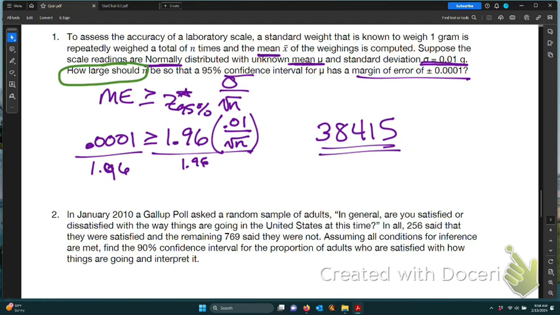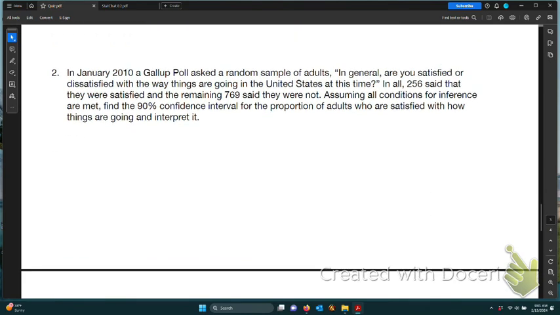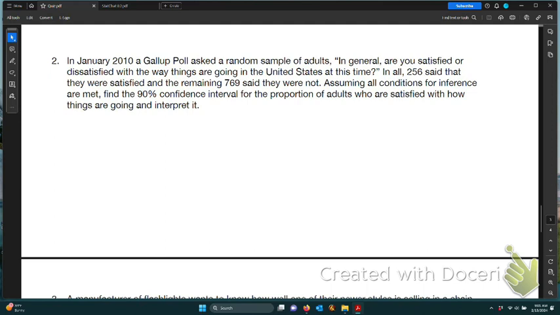Look at the very next one. The very next one says, oh, no, never mind. This one is talking about proportions. Assume all conditions for inference are met. Find the 90% confidence interval for the proportion. So you were asked to find the actual interval and then interpret it. Now this one, I'm going to tell you, it kind of tripped me up the first time.